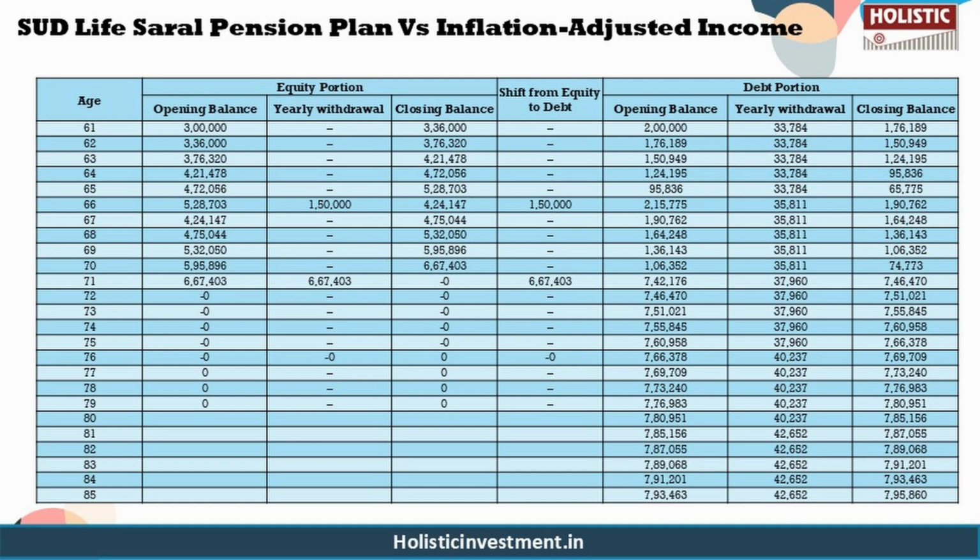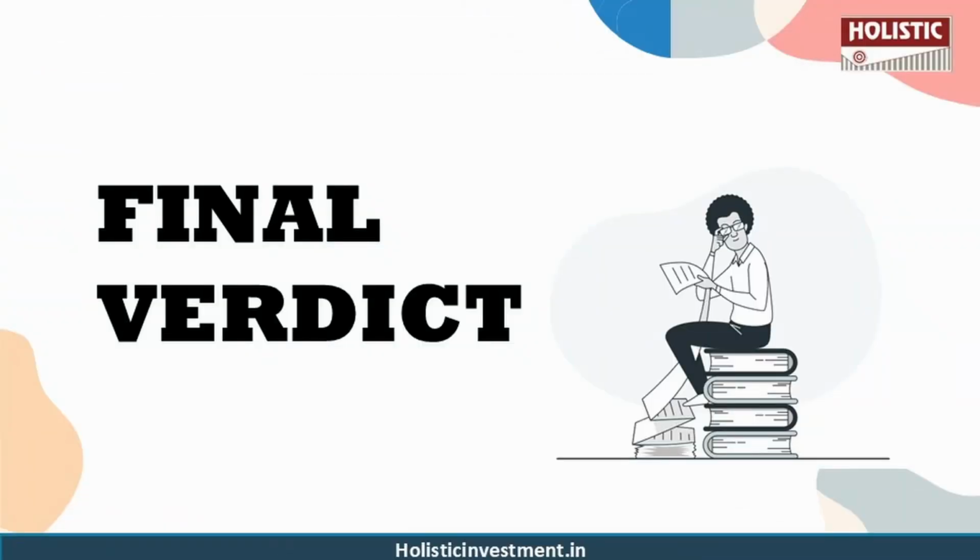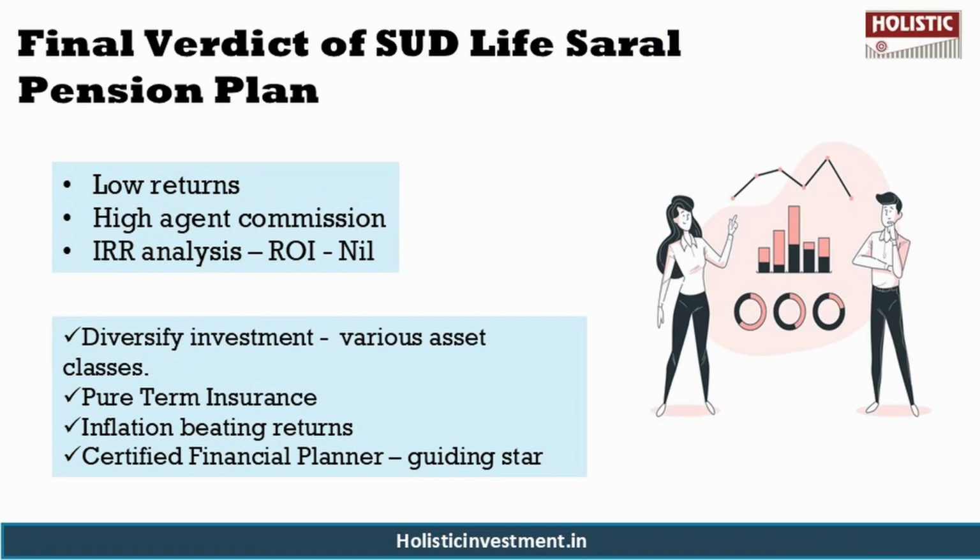So the key benefits of this strategy are: you get regular cash flow throughout retirement, inflation adjusted income to preserve lifestyle, and also sustainable corpus that can last beyond your lifetime. So these benefits are missing in a standard pension plan. So what is the final verdict then? Is investing in the SUD Life Saral pension plan worth it or not?